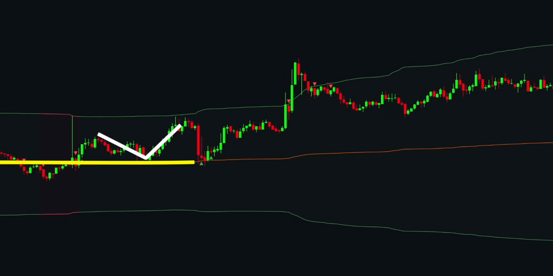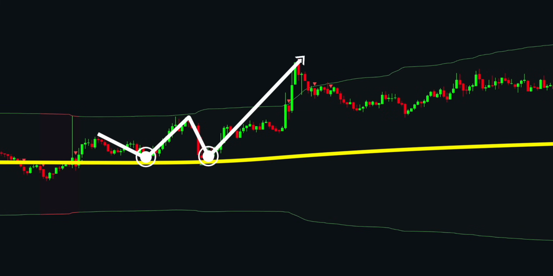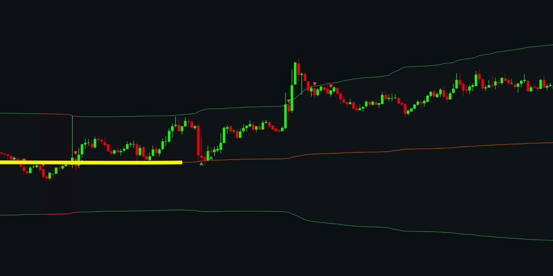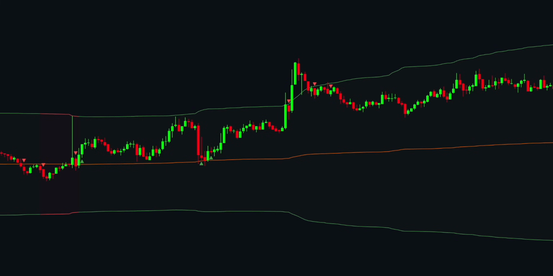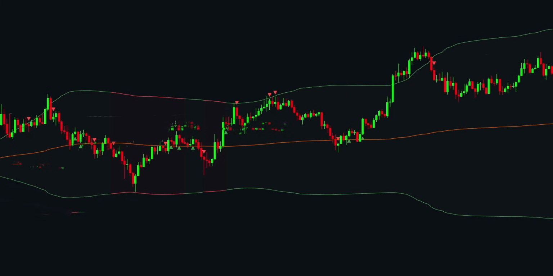VWAP can act as support and resistance, as well as a magnet for price. The machine learning VWAP, on the other hand, uses machine learning to identify the best location for the VWAP. Rather than use a traditional fixed length or simply adjust based on a date and time, machine learning could identify crucial areas where the VWAP needs to be reset.